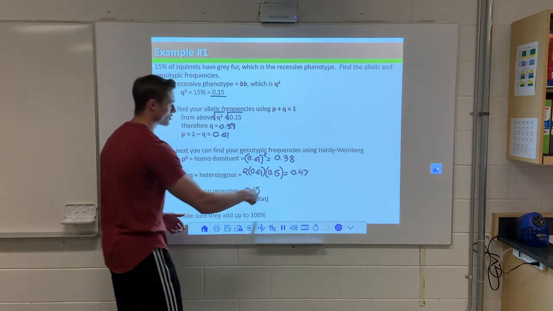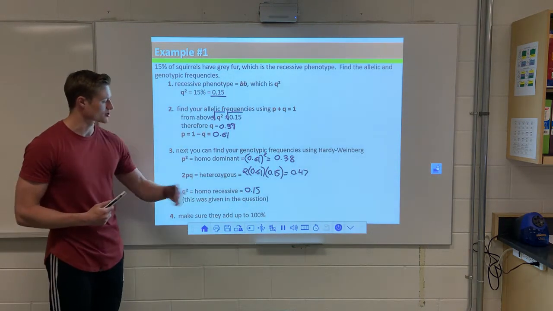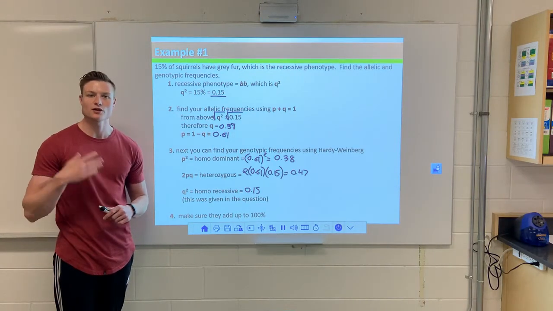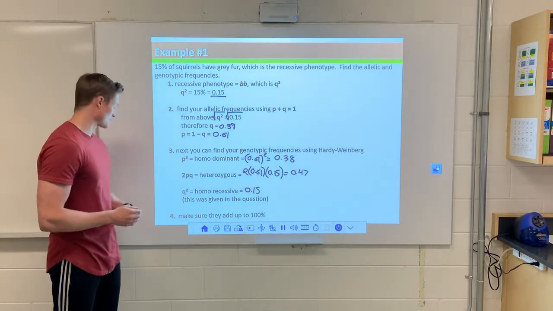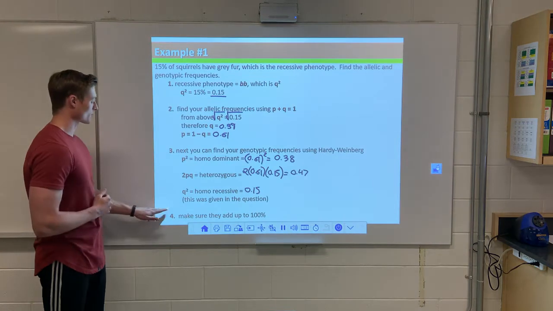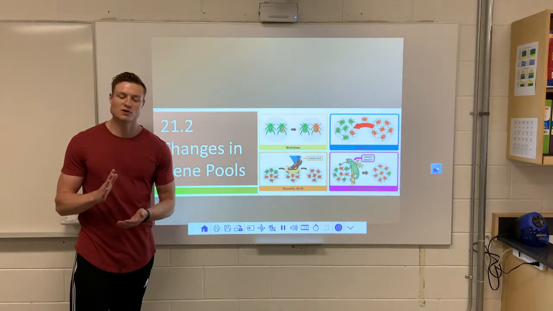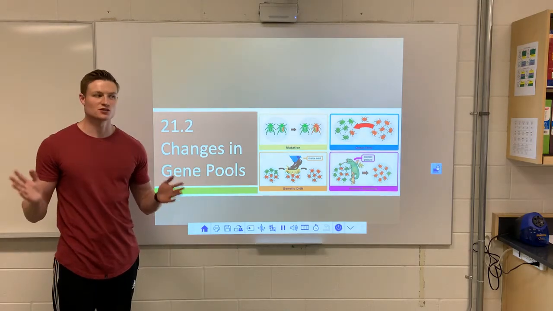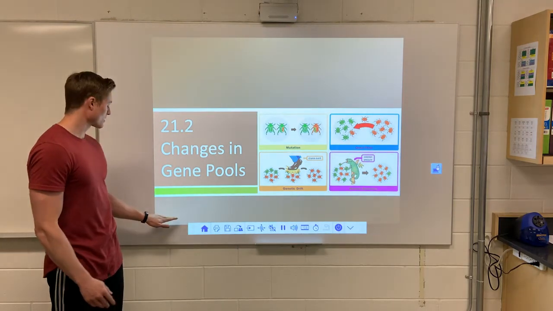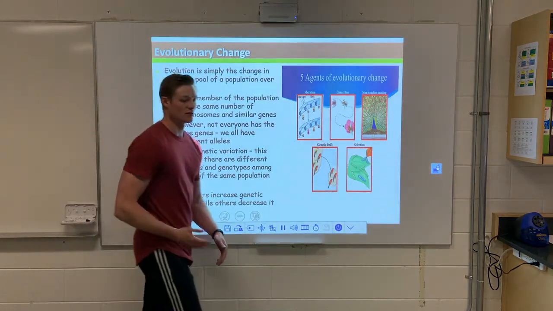Then, if you were to add all three of these together, you need to make sure they add up to 100% or 1, which they do, and you have yourself a successful Hardy-Weinberg equation. Now, moving on here, as I mentioned, most populations, or all populations, won't be in Hardy-Weinberg because of evolution.